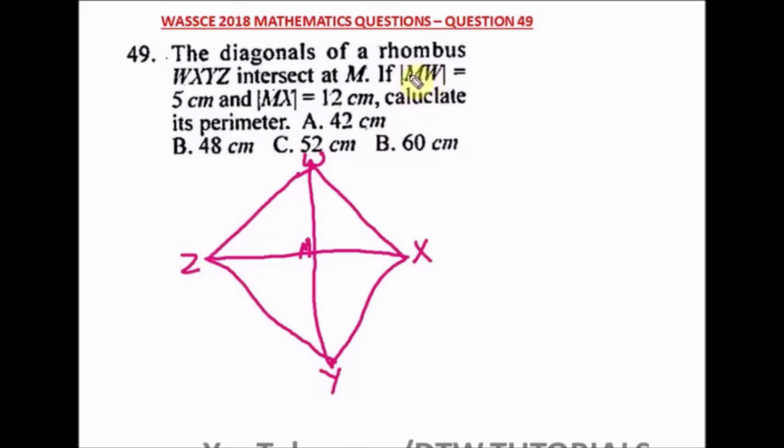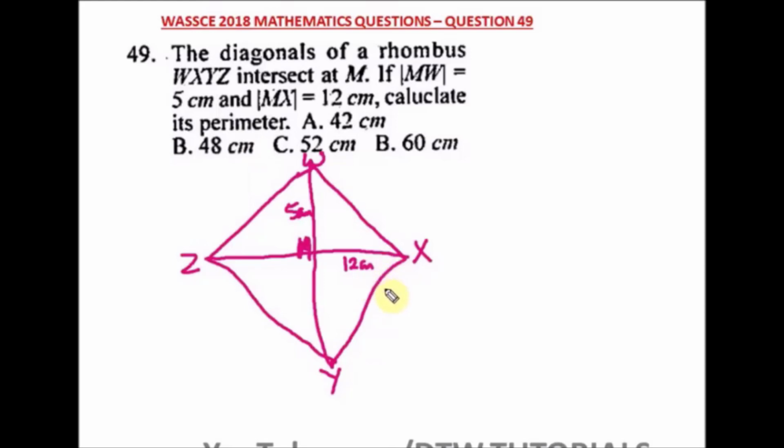If MW, this is M, right? If MW is equal to 5 centimeters, and MX is equal to 12 centimeters, calculate its perimeter. Okay, the perimeter is the sum of all sides of the rhombus.